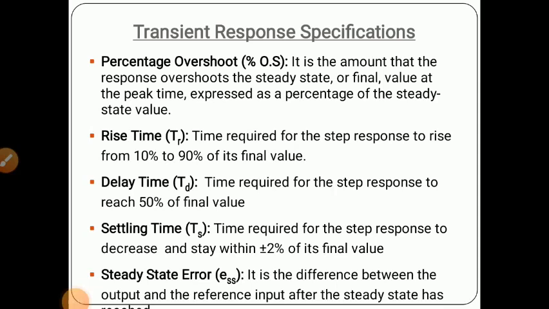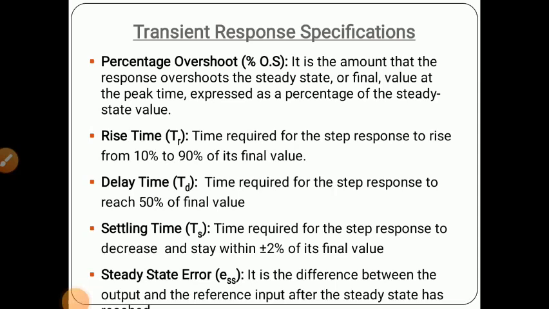The second definition is rise time: the time required for the step response to rise from 10% to 90% of its final value. As I told you from the graph, the time required to go from 10% to 90% is called rise time. What is delay time? Delay time is the time required for the step response to reach 50% of its final value, from 0 to 50%. What is settling time? It is the time required for the step response to decrease and stay within plus or minus 2% of its final value. This error may be plus or minus 2% or 5%.